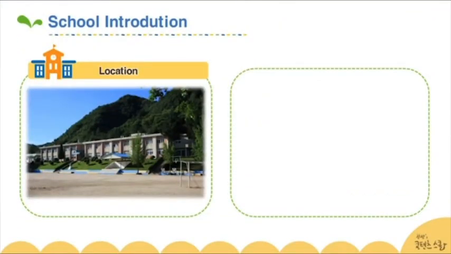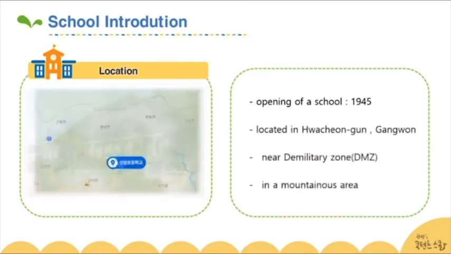First of all, before introducing the project, I will explain about the school's characteristics such as the location and demographics of Sanyang Elementary School. Sanyang Elementary School was opened in 1945 and it is located in Hwacheon-gun, Gangwon-do. And Hwacheon-gun is located near the demilitarized zone, and as the geographical name Sanyang suggests, it is located in a mountainous area.